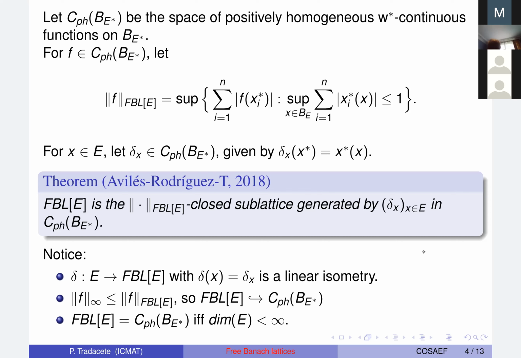Okay, in the case where you have finite dimensions, of course, looking at positively homogeneous functions on the ball is the same as looking at functions on the sphere. And in finite dimensions, there are no issues with continuity. So essentially, for finite dimensions, the free Banach lattice generated by a finite dimensional Banach space is just the space of continuous functions on the unit sphere of the Banach space, but of course with a different norm. Actually, a norm which will be equivalent to the uniform norm, but whose equivalence constant will depend on the dimension. And as the dimension increases, this goes up. Okay.